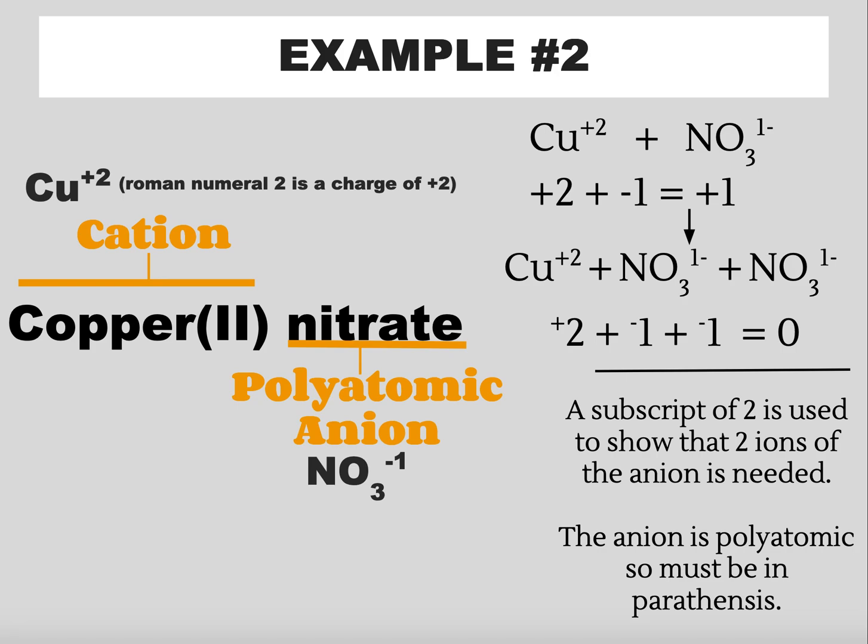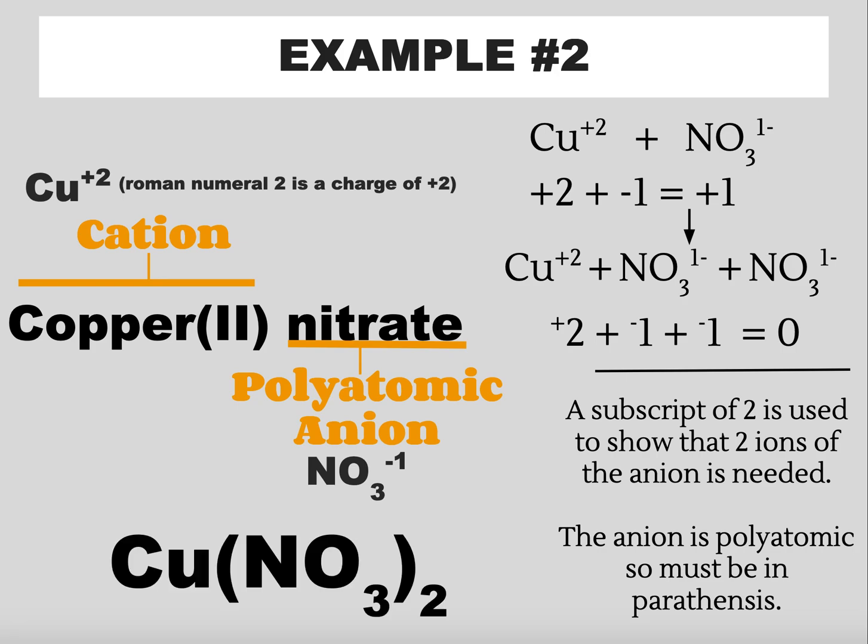Well, this is where parentheses comes into play. I can't change NO3 to NO2 because NO2 is not nitrate. Look on the pink sheet. NO2 is nitrite. I can't just write NO32 because someone might interpret that as NO32, and I don't have 32 oxygens. So this is why with polyatomic ions, it is important that you use parentheses. Anytime you have to write a subscript with a polyatomic ion, you must use parentheses.